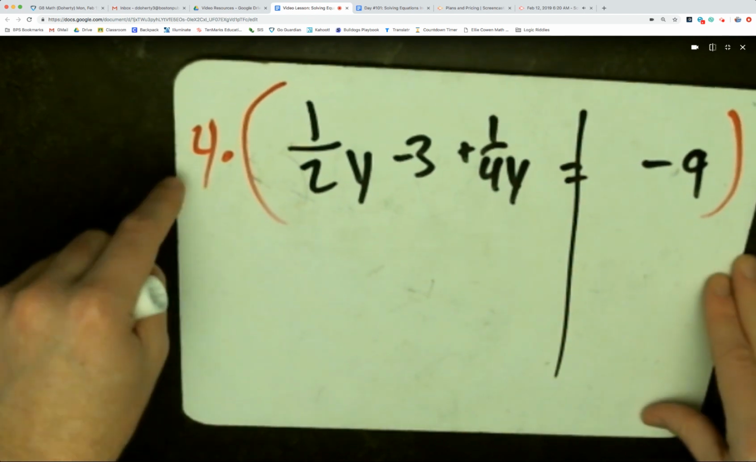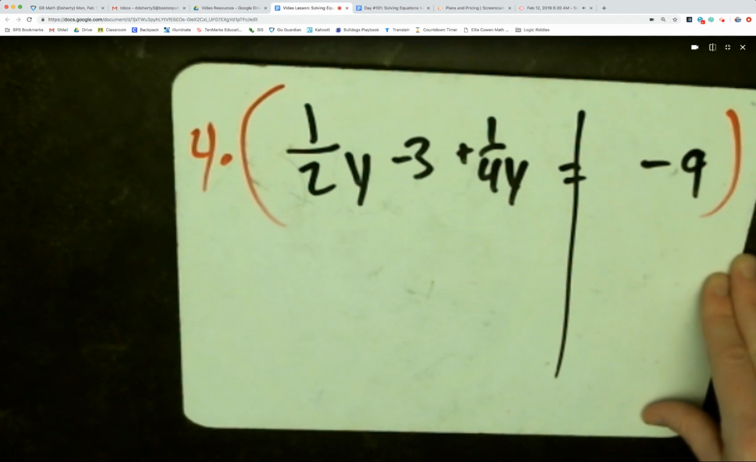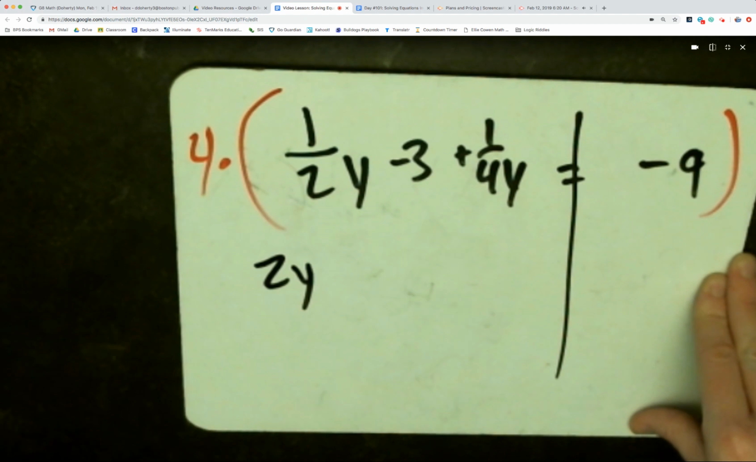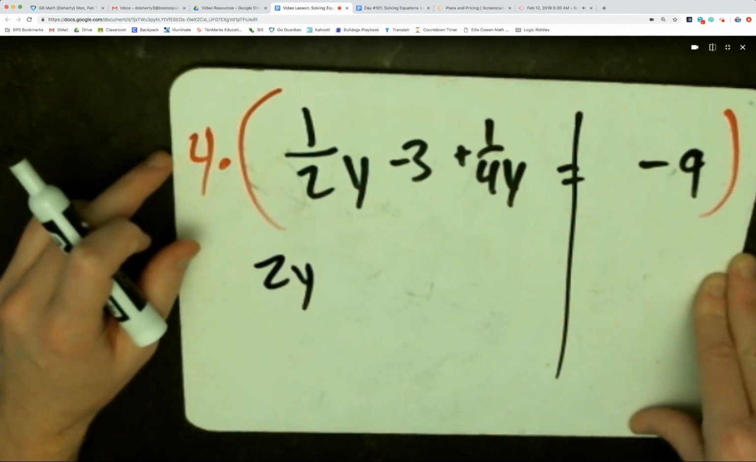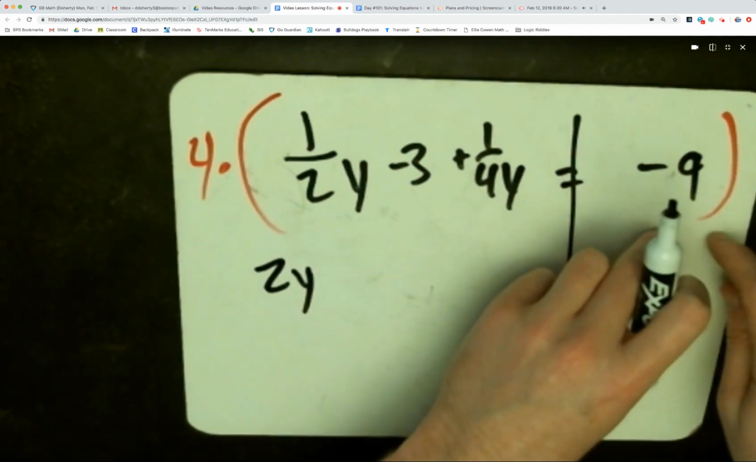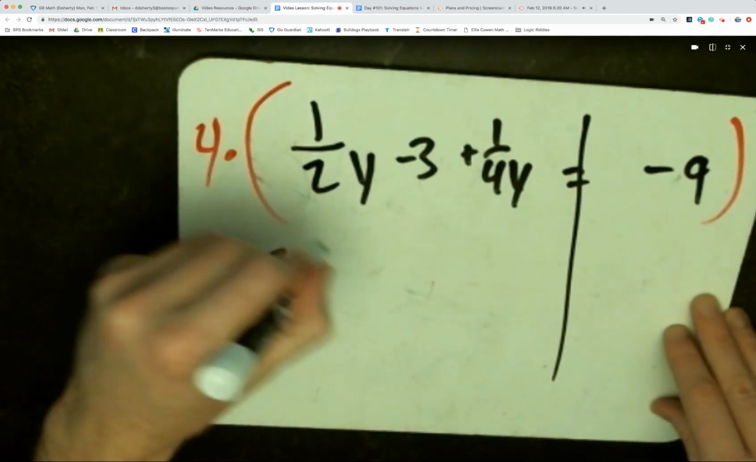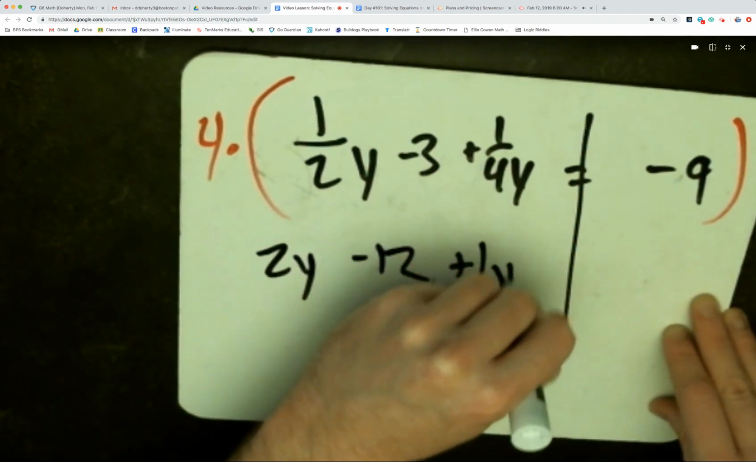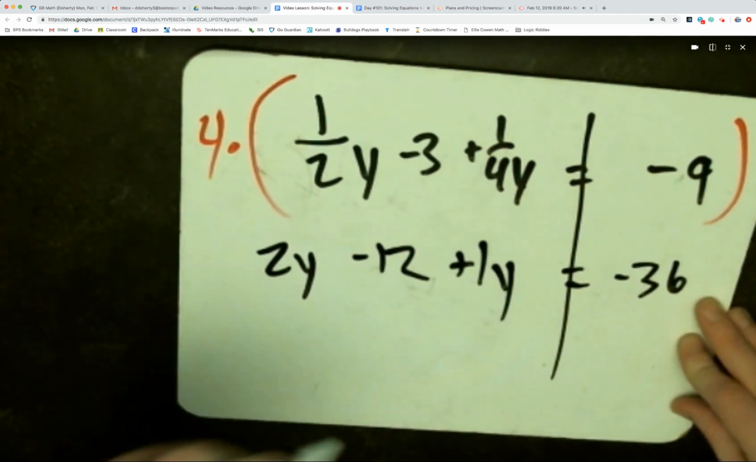We'll talk more if you don't understand why 4 is the least common multiple for these two fractions. So when I multiply 4 times 1/2 y, that becomes 2y. The important thing, if I change the equation when multiplying, every single term needs to be multiplied by this 4. So I need to multiply everything on the left by 4, everything on the right by 4. 4 times 1/2 y is 2y. 4 times -3 is -12. 4 times 1/4 is just 1, so we get plus 1y. 4 times -9 is -36.